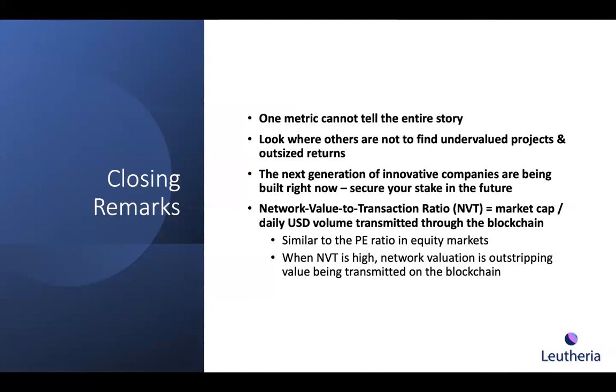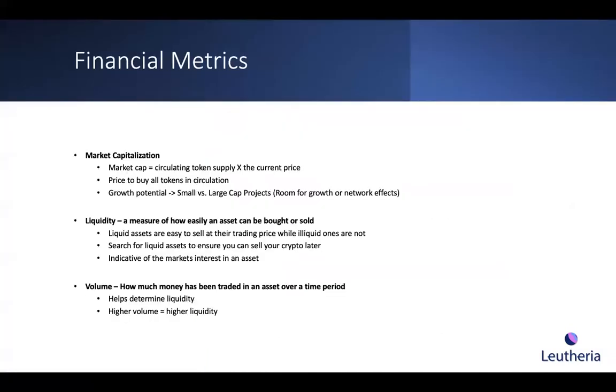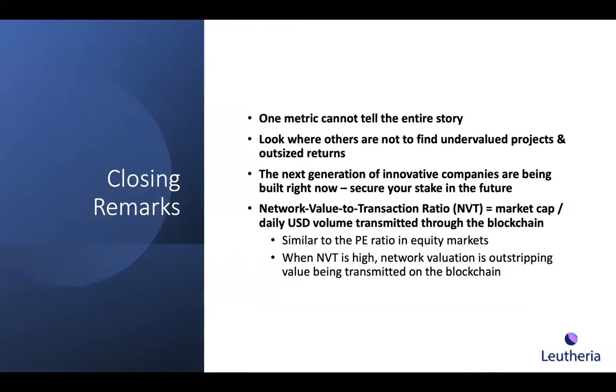This is just one last quick bit of goodness before I send you guys off in terms of fundamental analysis, where you're taking the network value or the market cap, like we talked about, which is the circulating supply. We'll go back a couple here. The circulating token supply times the current price. So that gives you your market cap, and then that's divided by the daily US dollar volume transmitted through the blockchain. So this is kind of similar to the PE ratio in equity markets, where you're comparing the price per share of a share to the earnings per share.